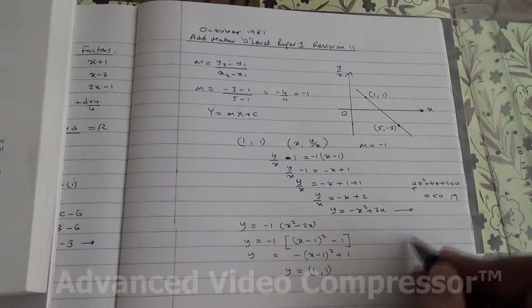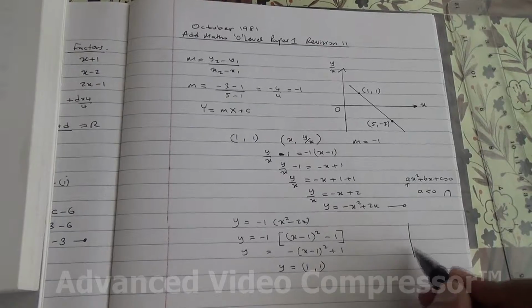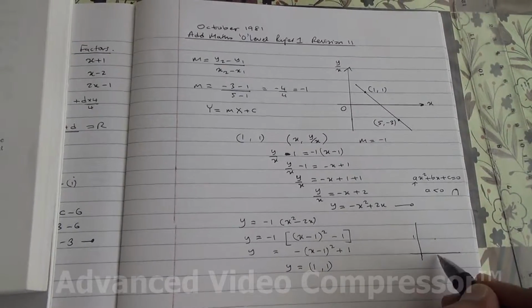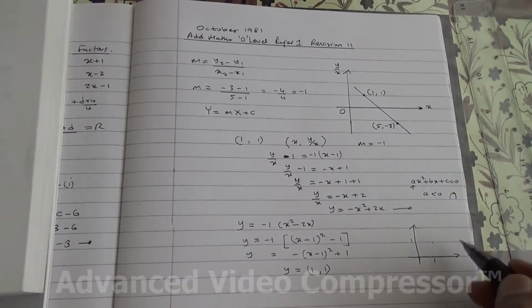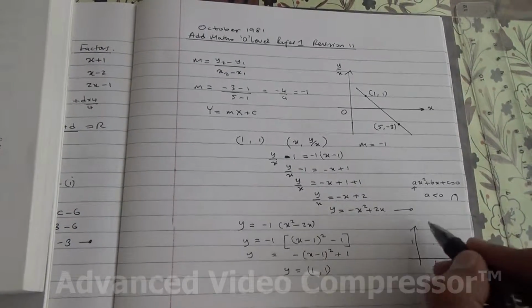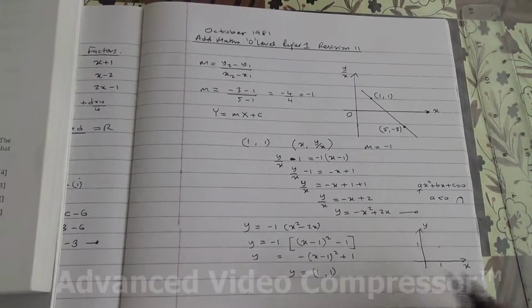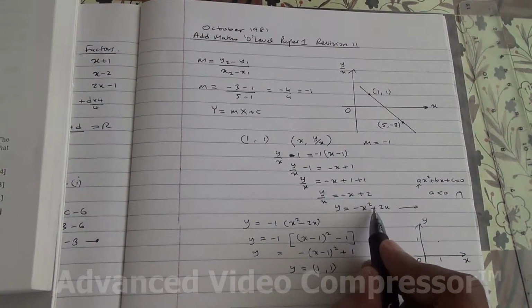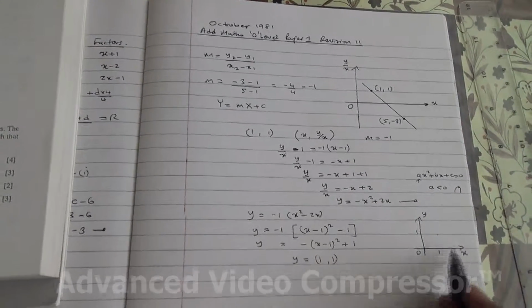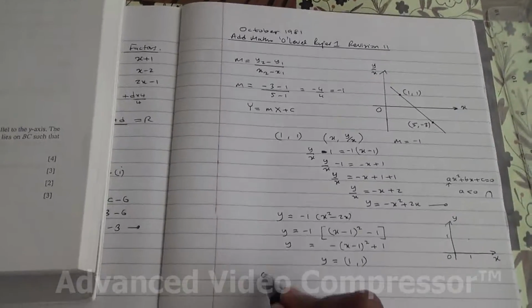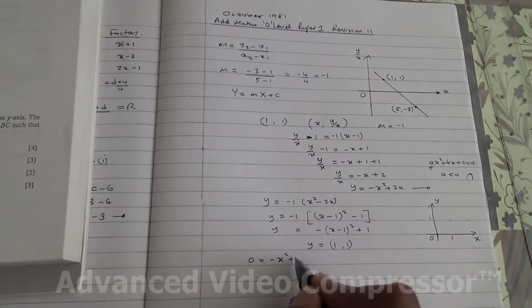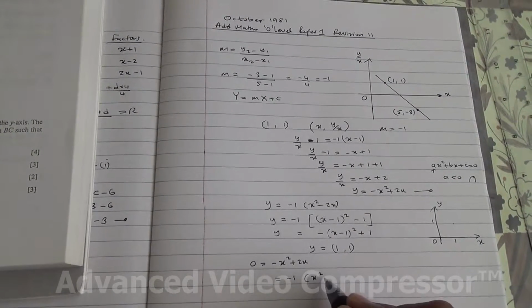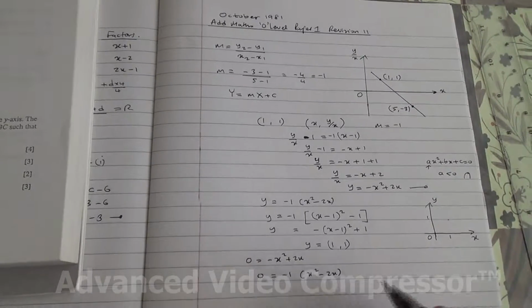Now the curve will go like this. Sorry, my drawing is a bit bad here. Let's just say this is the point 1 and this is 1. This is the graph of y against x. Now 0 here will remain. We can solve the equation to find the two values of x where it crosses the x-axis. So maybe we can say 0 is equal to minus x squared plus 2x. I can put the minus 1 outside, and I've got x squared minus 2x inside, all of that equal to 0.